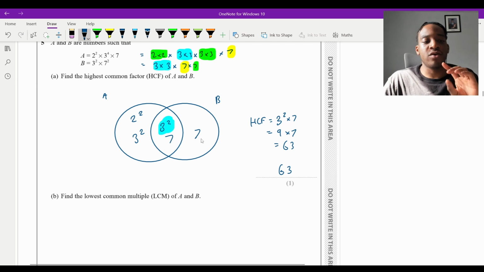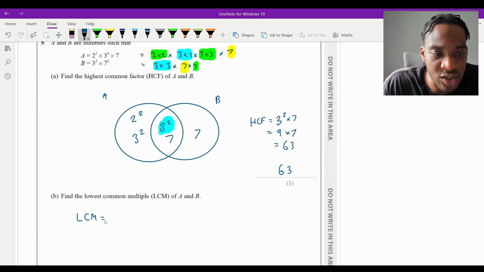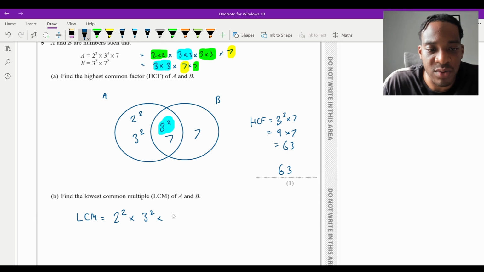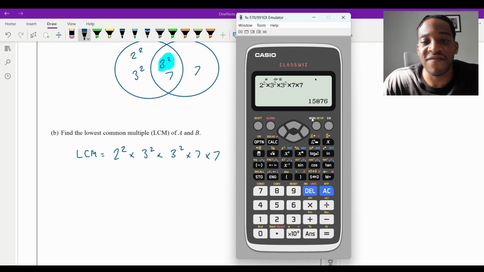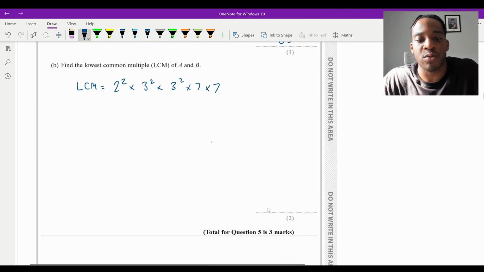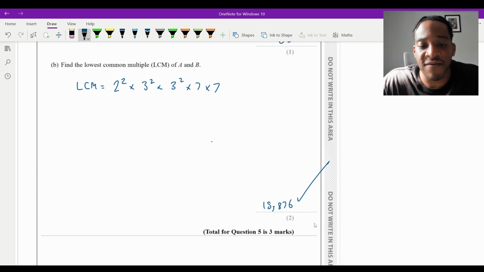And now, once you've done your entire Venn diagram, the lowest common multiple is just the product of everything inside. So I'm going to say that the LCM is going to equal 2 squared times 3 squared times 3 squared times 7 times 7. So now I'm just going to put this in my calculator and see what it gives me. This gives me 15,876. So the lowest common multiple is 15,876. And that's it. That's question 5 finished.